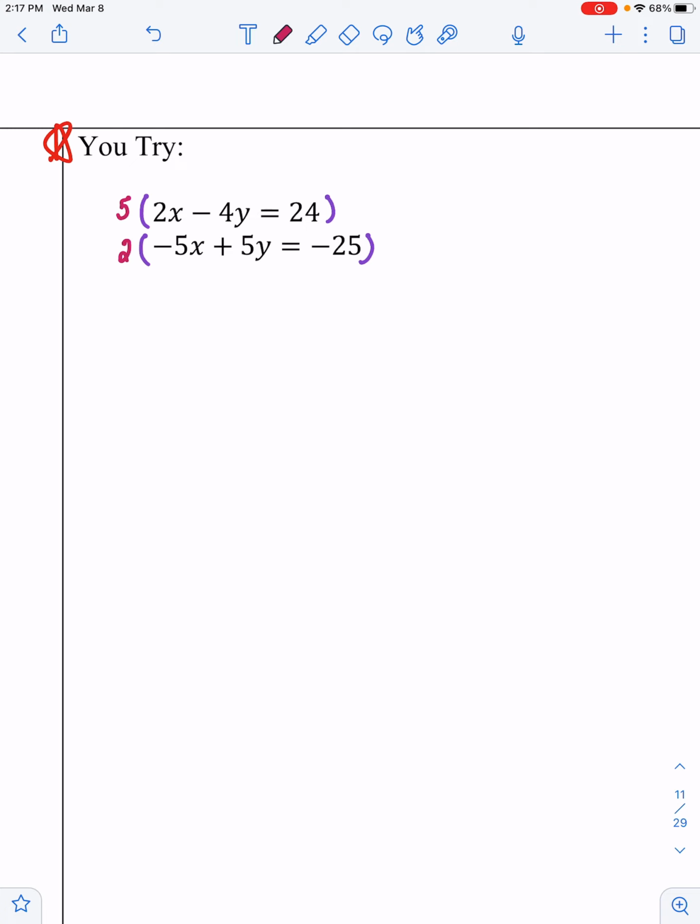Now, we need opposite coefficients. So when we're doing the crisscross multiplying, it's going to give us the same number. And opposite just means one has to be positive and one has to be negative. Take a look at our numbers right now. I have a positive 2 and a negative 5, so they're already opposite in sign. So I don't need to multiply one of them by a negative number.